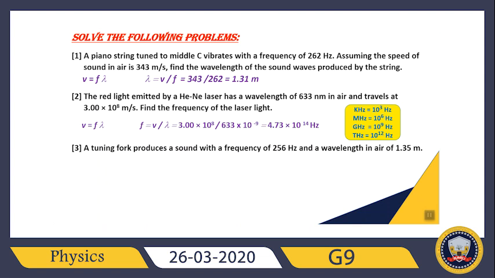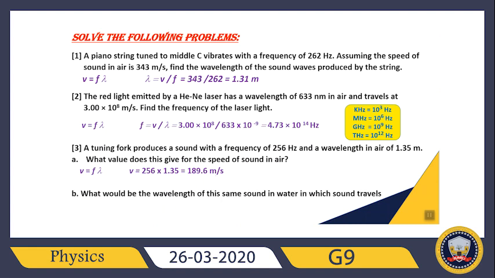Number 3. A tuning fork produces a sound with a frequency of 256 Hz and a wavelength in air of 1.35 meters. So here is the wavelength and here is the frequency. What value does this give for the speed of sound in air? Now we are going to calculate the speed of sound. Simply v equals f multiplied by λ. By direct substitution it equals 256, the frequency, multiplied by 1.35, the wavelength, which by calculation equals 345.6 meters per second.